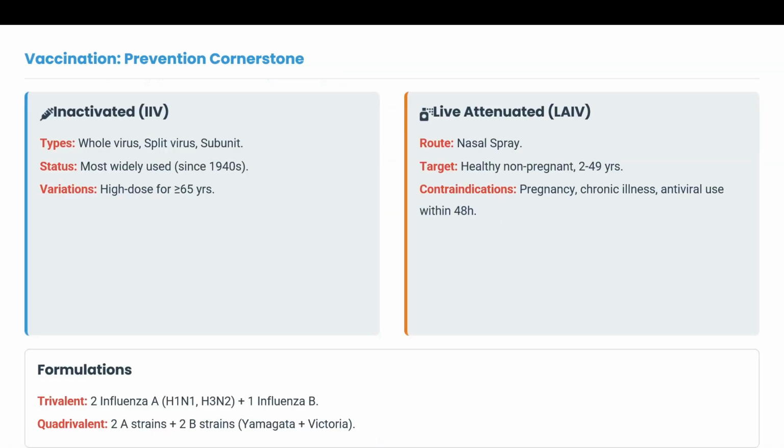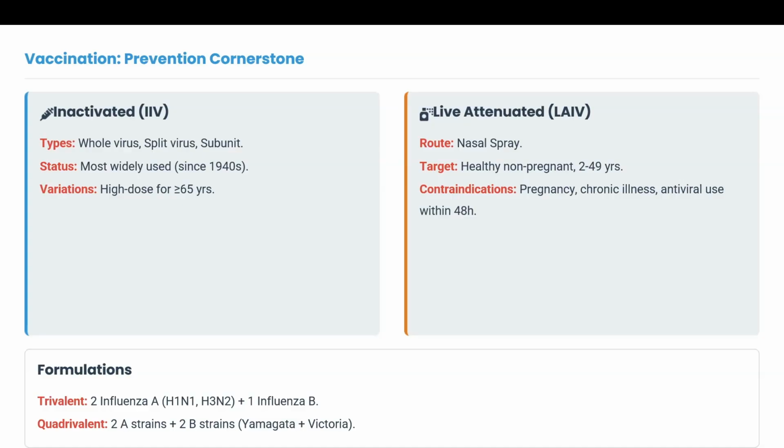Regarding vaccination, an inactivated vaccine is present and there is also a live attenuated vaccine. The inactivated vaccine is usually used. It is a whole virus, split virus, and subunit vaccine, and all these types are available. It is most widely used and has been in use since the 1940s. There is also a live attenuated vaccine used as a nasal spray in healthy non-pregnant people up to 49 years of age.